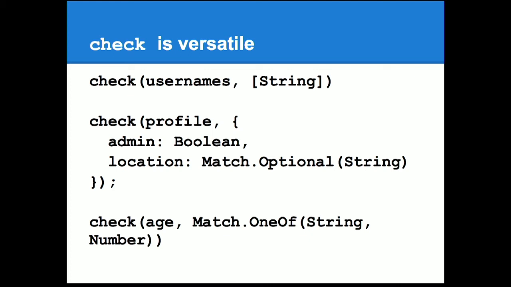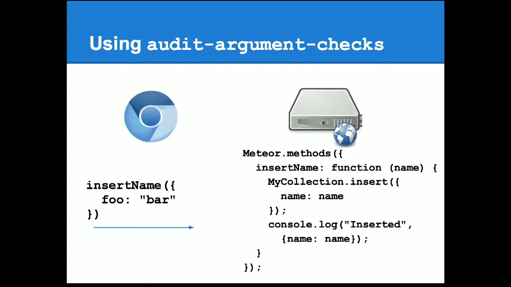So I think you can see it's really easy to use, and you should definitely be using it to check all the arguments to your methods and publish functions. In fact, Meteor has another package called audit-argument-checks, which helps you remember to check all your arguments. So I'm just going to explain this by example.